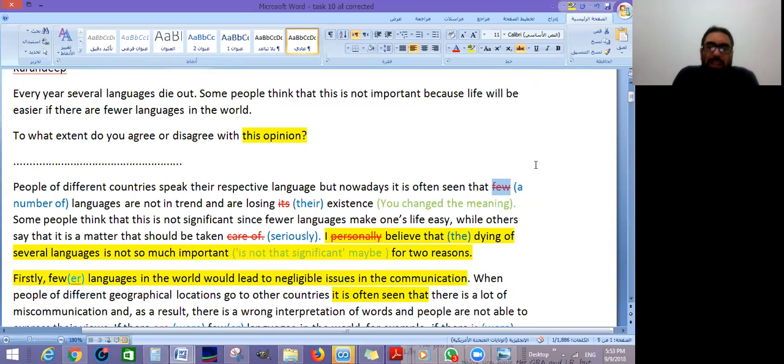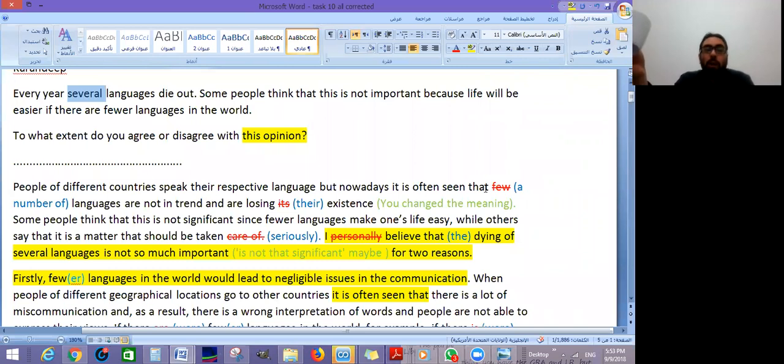So when we just say there are few, especially when we want to say something is positive, then saying few gives the opposite meaning. So, a number of languages. Now here I have several. There's a big difference between several and few. If you change the meaning within the background statement and then say you agree or disagree with it, you're disagreeing with something totally different from what the question has given you. So you need to be careful of changing the meaning.